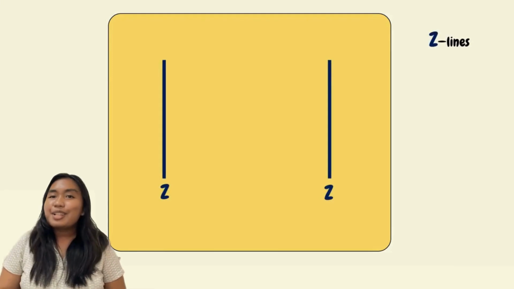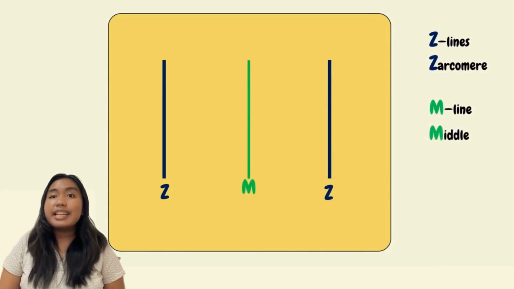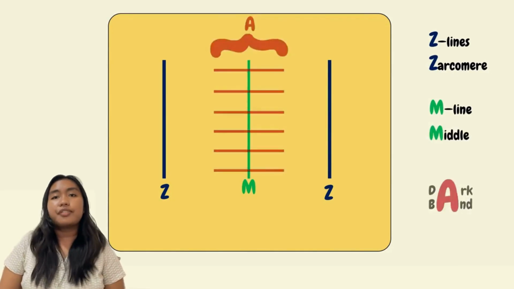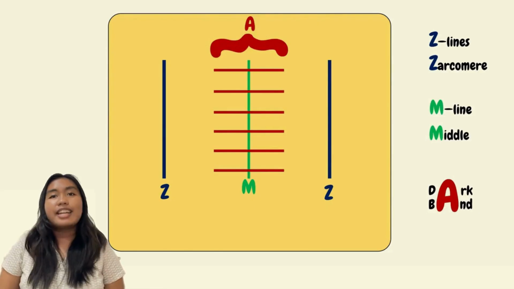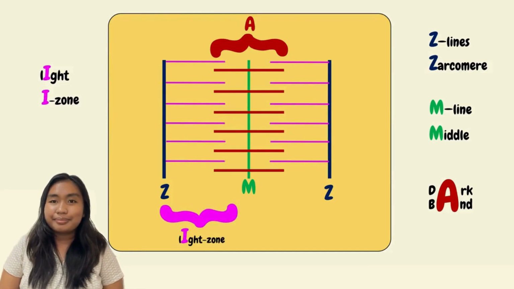To make the structure of the sarcomere easier to remember, consider this simple guide. The sarcomere is the basic contractile unit of the muscle fiber, and to draw a sarcomere, first, draw two Z lines which represent the borders of the sarcomere. Next, draw an M line in the middle, then add a dark A band representing the thick myosin filaments. Finally, the remaining lighter regions are the I bands representing the thin actin filaments.